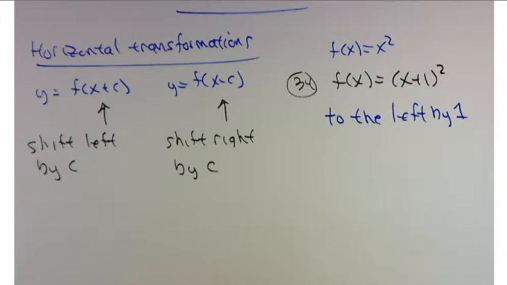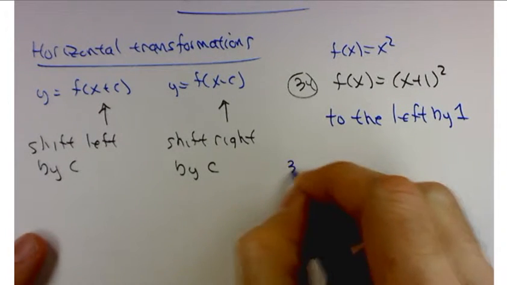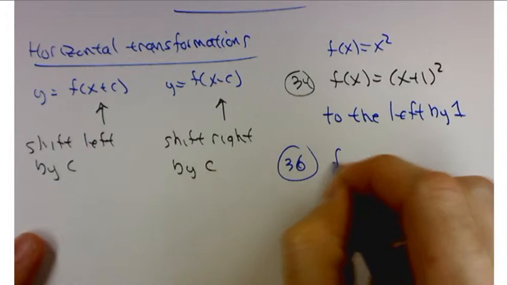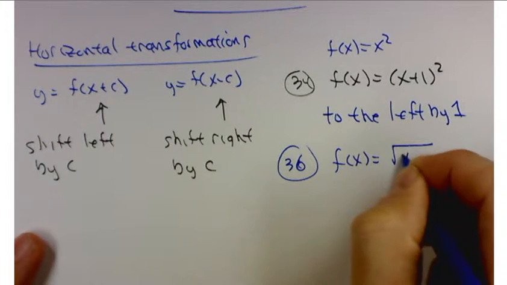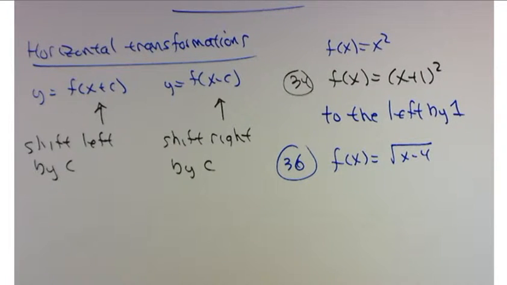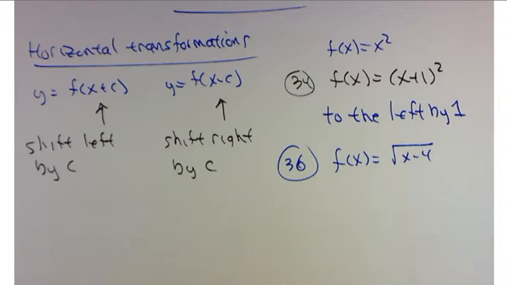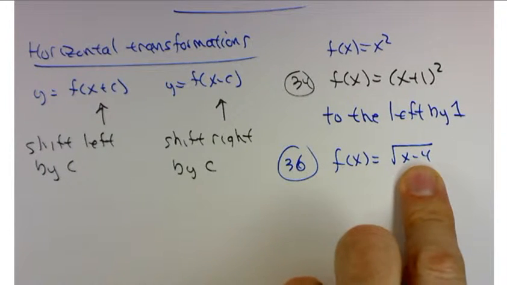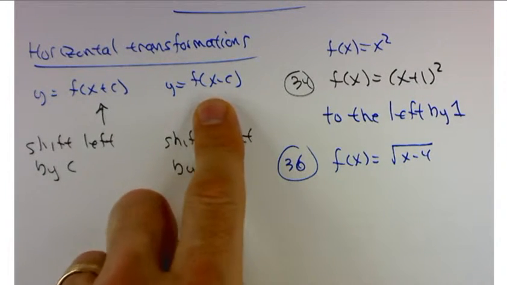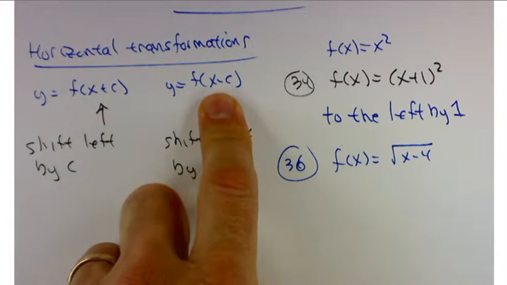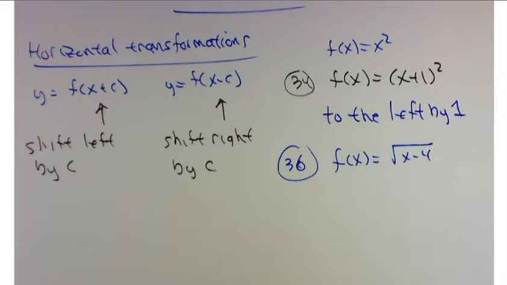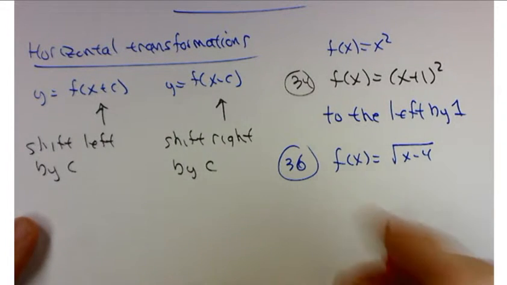In a similar way, we can look at problem number 36. f of x equals the square root of x minus 4. Now, this is assuming that you know what the square root of x looks like, but even if you don't, you can tell how this graph has been shifted compared to the square root function. How has this one been shifted compared to your square root function? So the minus here, for your horizontal shifts, the shift actually goes kind of opposite of what that sign might suggest. So a minus would mean to the right, a plus would mean to the left. This has been shifted to the right by 4.